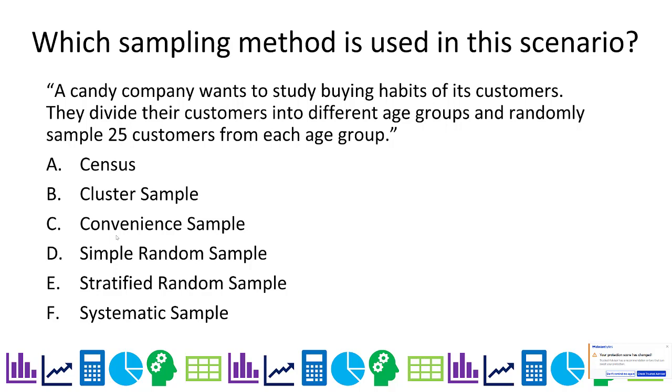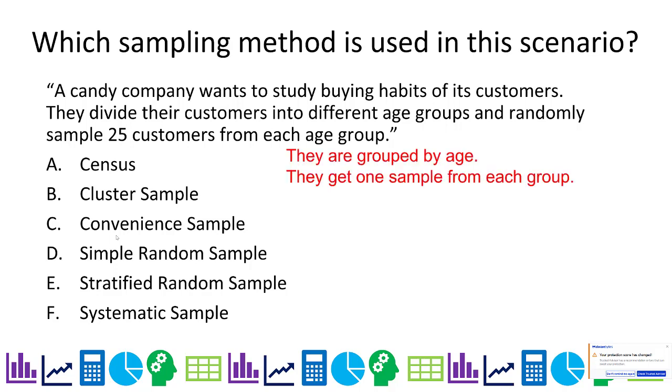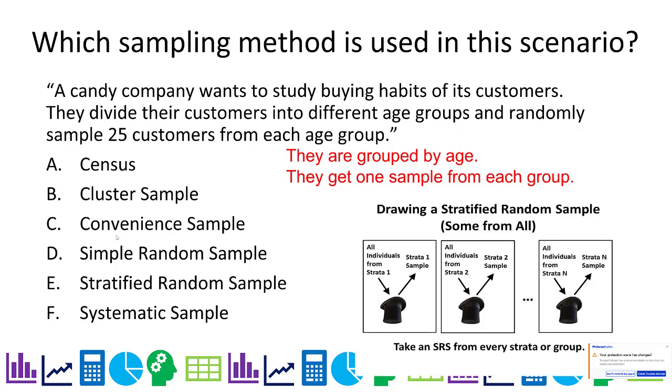Now they divide their customers into different age groups and randomly sample 25 customers from each age group. So they're grouped by age and they get one sample from each group. So it's like they're getting multiple samples. Well, that's called a stratified random sample. So in each group, they share something in common. They are similar ages. So you could have your teenagers and your middle schoolers, high schoolers, college, whatever. And you could sample them by those age groups and then say, oh, okay, we have the answer for this and that. And then you can combine them all together. So the idea here is to get representation from each group, and that is called a stratified random sample.